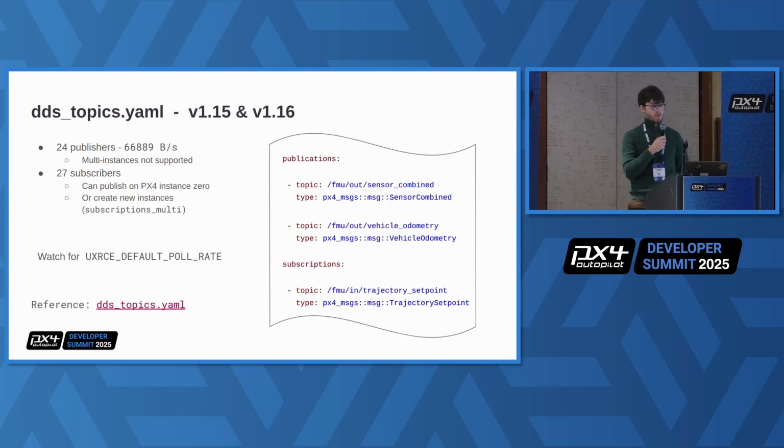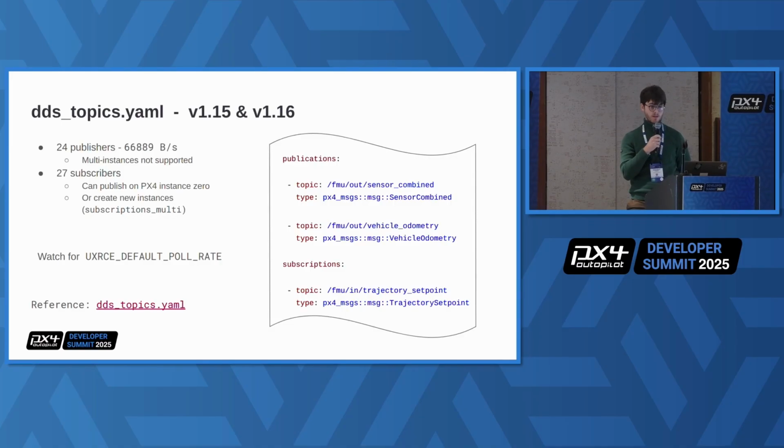Multi-instance publishers are not supported yet. So if you want to, I don't know, log all 3 IMU topics that are inside your PX4 module in ROS, well, you cannot do that. You can only log the first one. But if you're interested in that feature, speak up later.